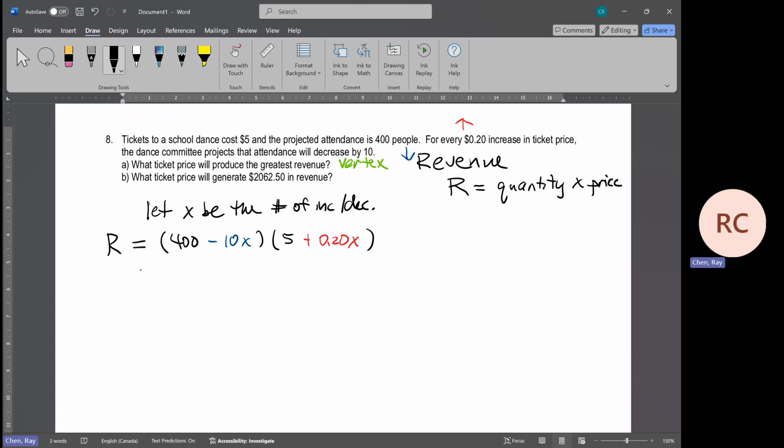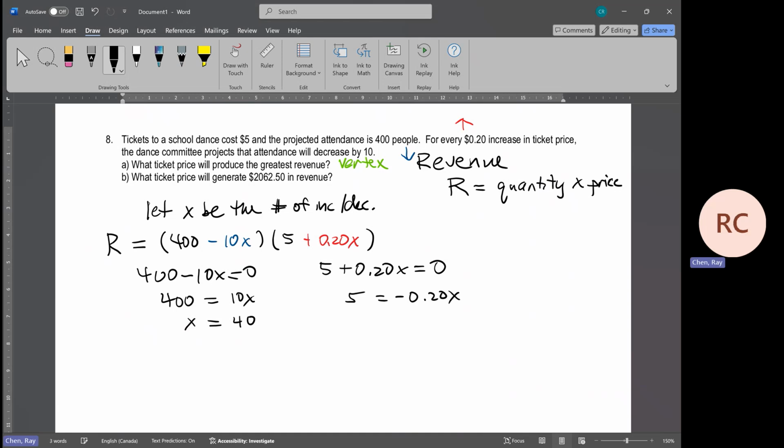If you remember from chapter 5, we take one of the factors and literally make it equal to 0. We take the other factor and also make it equal to 0. Solving this is pretty easy. What we get is 400 equals 10x, and x equals 40. For the other, we get 5 is equal to negative 0.20x. Divide both sides by negative 0.2, and what do we get? I wrote that wrong on my calculator.